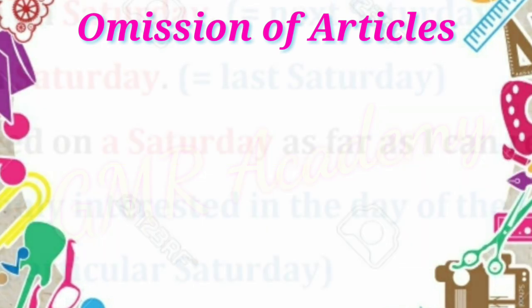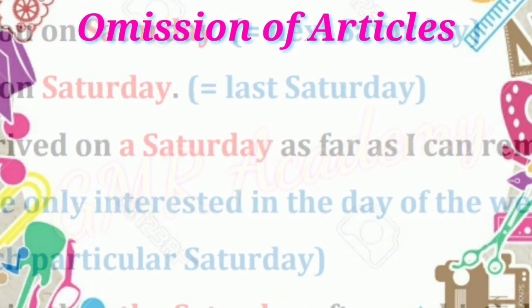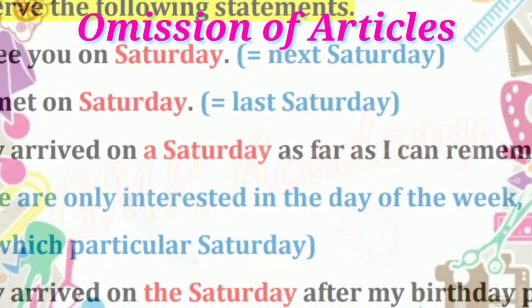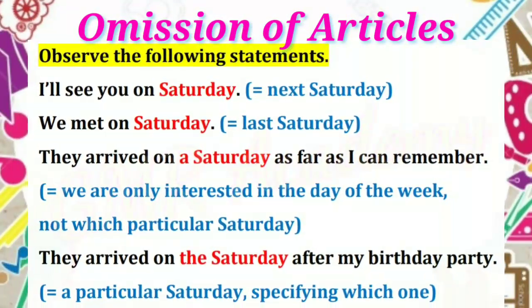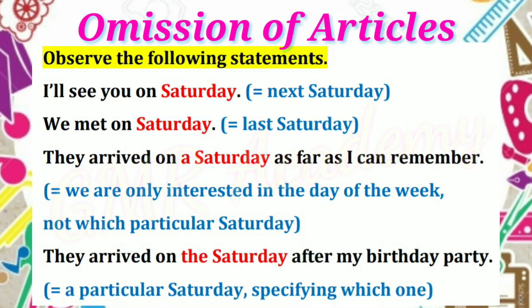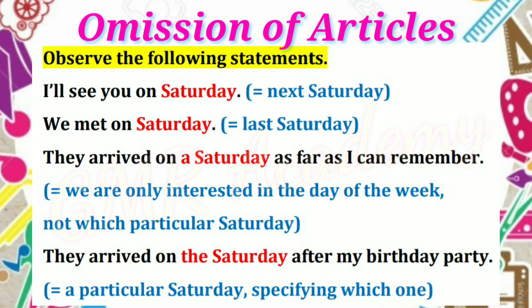Observe the following statements. I'll see you on Saturday. In a general way, no article is used. That means next Saturday. We met on Saturday. The meaning is last Saturday. In a general sense, the name of the day, no article is used. They arrived on a Saturday as far as I can remember. Here they arrived one day, and the day was Saturday. We are only interested in the day of the week, not which particular Saturday. So the indefinite article a is used.